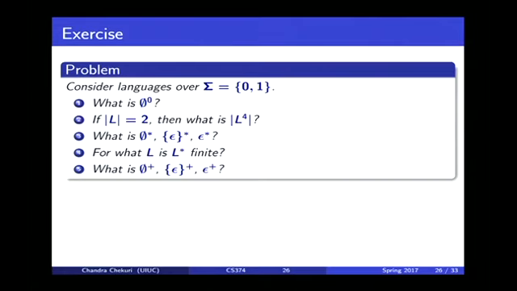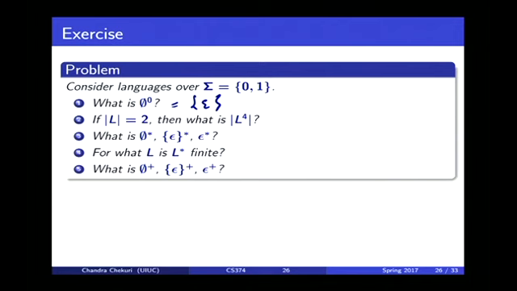Okay, more problems. What is empty set raised to 0? But we just defined it. By fiat we said for any language L, L raised to 0 is the set containing epsilon. So it holds also for the empty set. So this is epsilon by definition, because we define it that way for every L.